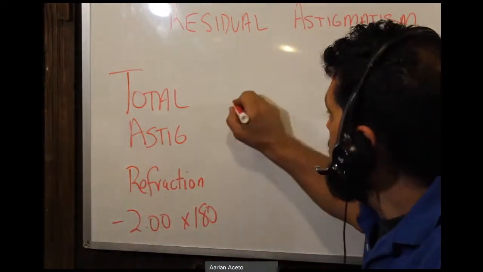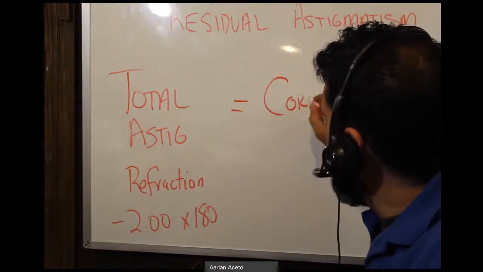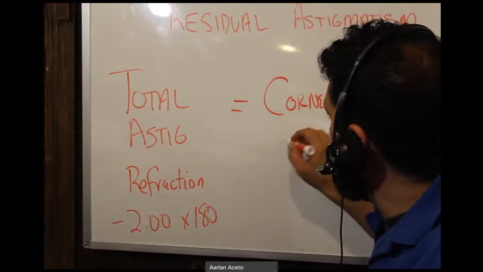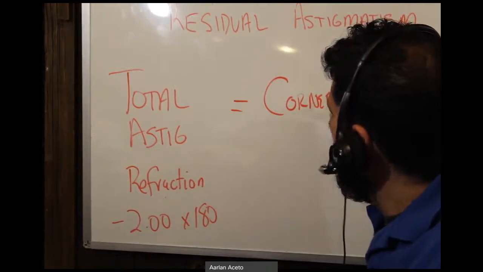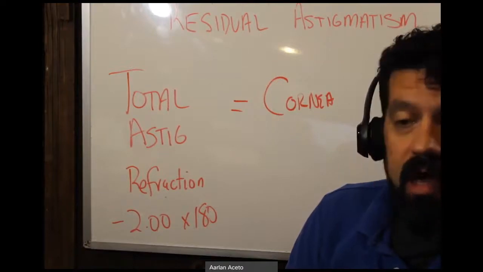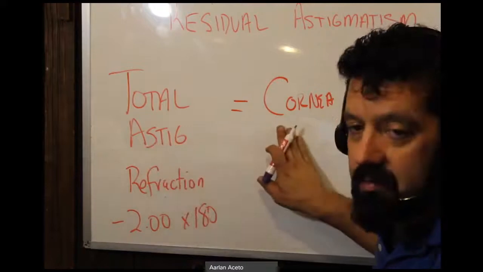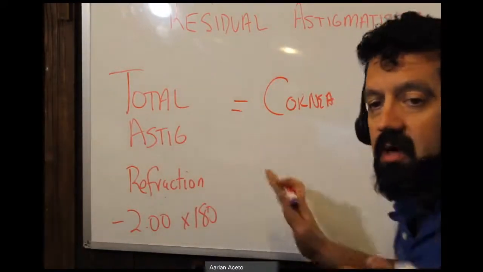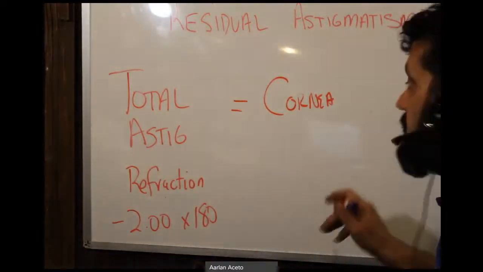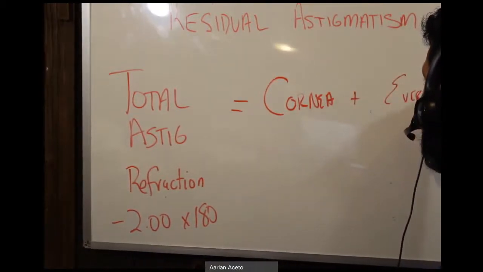Now, there are 2 places this can come from. Generally, the majority will come from the cornea, and we measure that with our topography and keratometry. Generally the amount of astigmatism we find is relatively similar to the cornea, but not always. And there are generally only 2 places that astigmatism can come from: the cornea and essentially everywhere else.